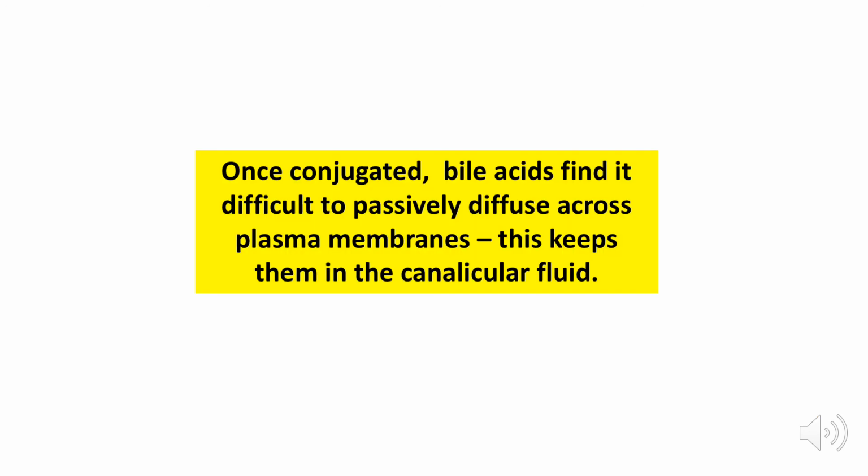Once they're conjugated, the bile acids find it difficult to passively diffuse across plasma membranes. So therefore, we use a transporter to get them into the canaliculus. But now once in there, they're trapped because being conjugated, they find it very, very difficult to cross the plasma membrane down their concentration gradient to get back into the hepatocyte. So therefore, under normal conditions, once you've moved the conjugated bile acid using the ABC protein, getting it into the canaliculus, it can't move out.